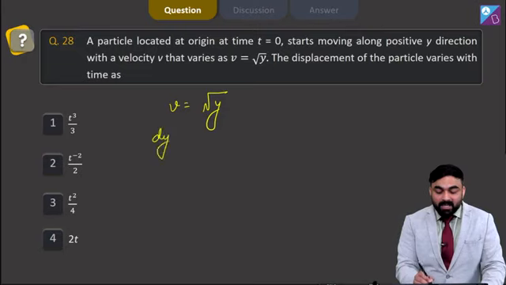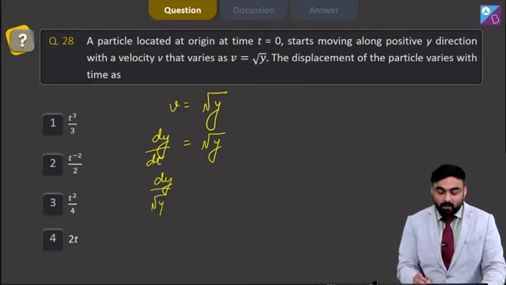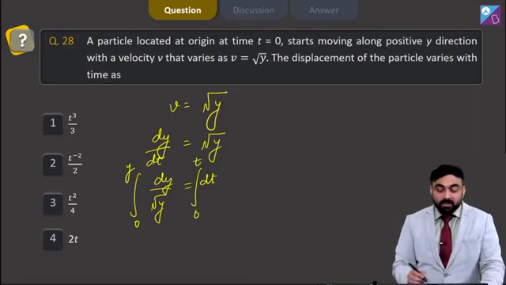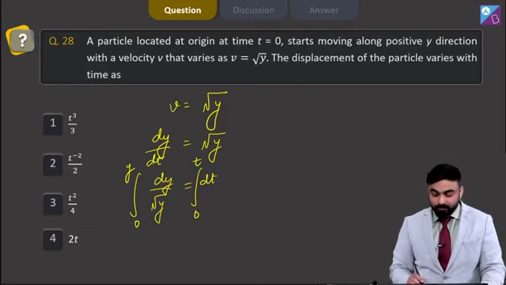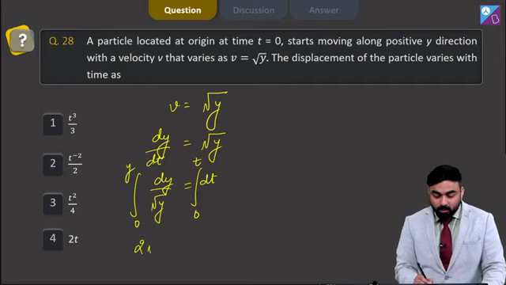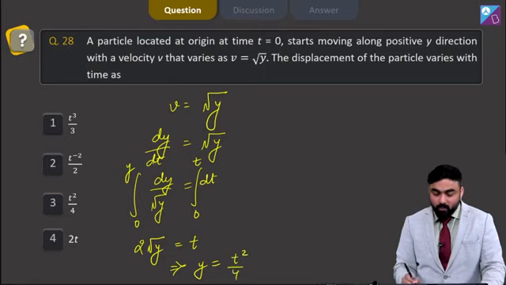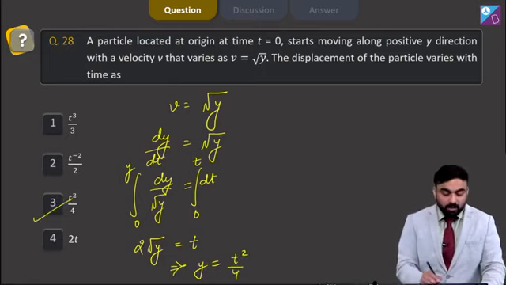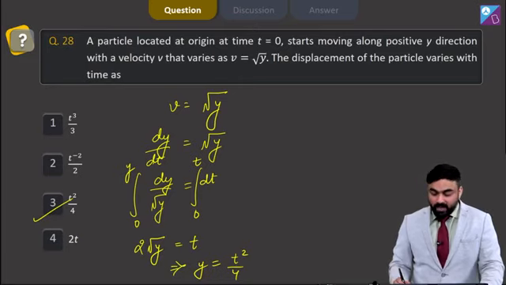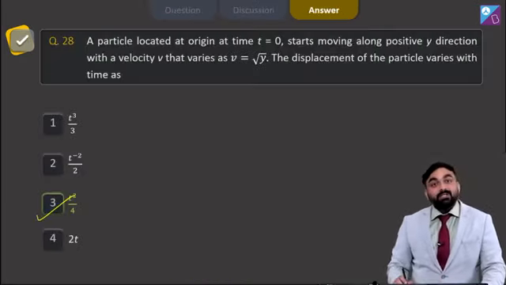So v can be written as dy/dt, as the particle is moving in the y direction. We can rearrange this as dy/√y = dt, and if we integrate both sides, here from 0 to y and here from 0 to t, assuming that at 0 the particle is at 0 and at t the particle is at position y, we will have 2√y = t. Therefore y = t²/4 is the required relation. So option number 3 is the correct answer. Verifying this with the answer slide, option number 3 is the correct answer here.